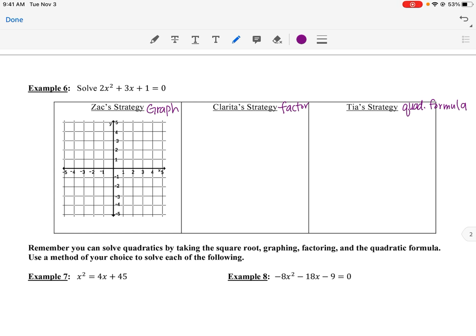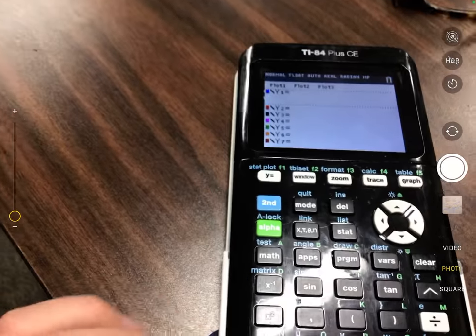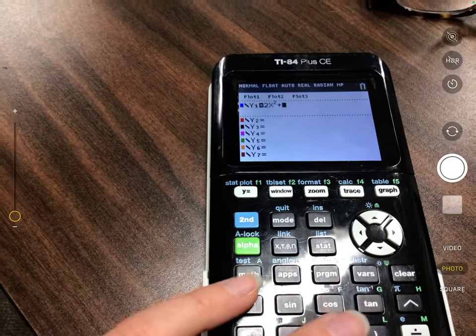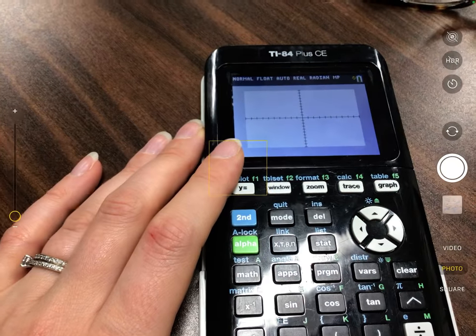First one, if we're going to graph, let's pull out our graphing calculator. So in this case, we have 2x squared plus 3x plus 1. And let's look at the graph.